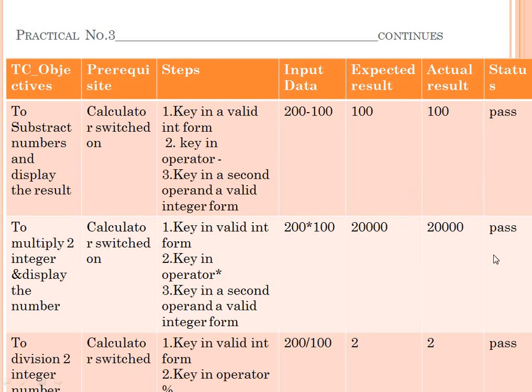and the status should be pass. Then the fifth case is to divide two integer numbers. Here the division operation is performed. The prerequisite is that the calculator is switched on. The steps are: key in a valid integer format, then key in the operator, and third, key in a second operand in valid integer format. The input data is 200 divided by 100, and the expected result is 2. The actual result we get is 2, so the status is pass.